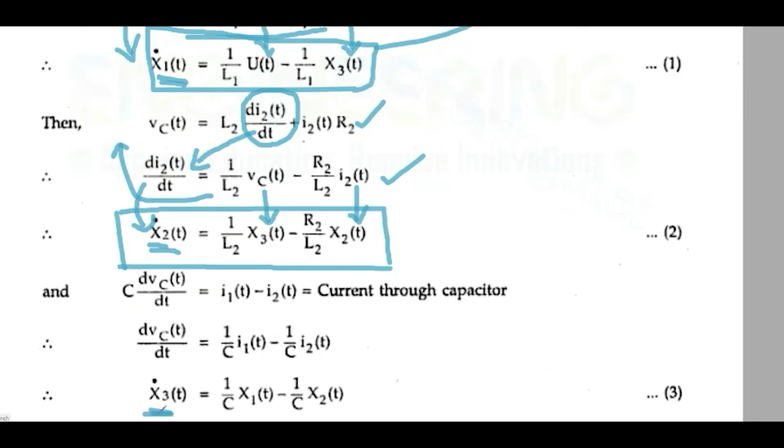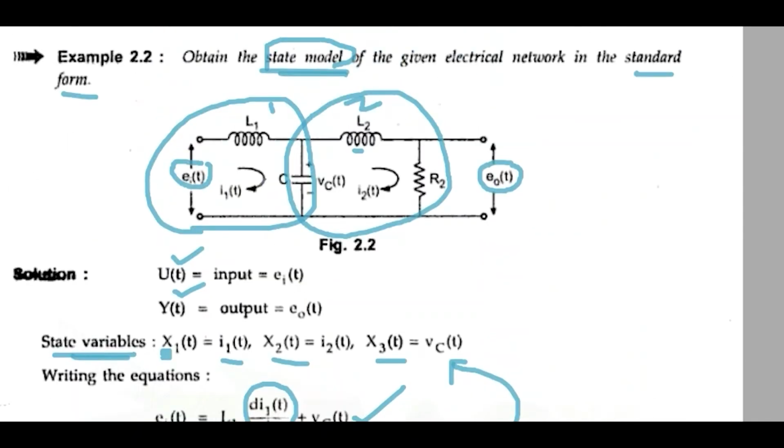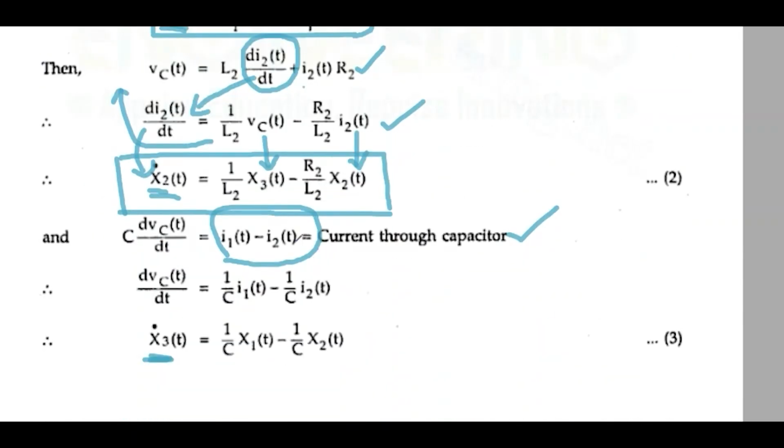To find x3 dot, I am considering the current flowing through the capacitor. The current flowing through the capacitor is given by C into dV by dt, that is nothing but the difference of the two currents. If you see, both currents are in clockwise direction. Through the capacitor, both the currents will be in the opposite direction, therefore minus. From this, I can find dVc divided by dt. Therefore, dVc divided by dt can be written as x3 dot, and I am obtaining the third expression.